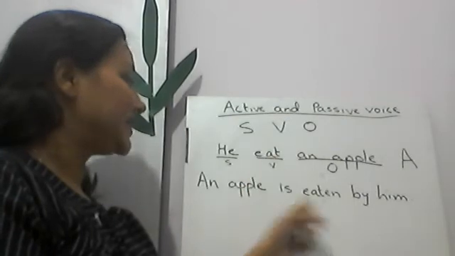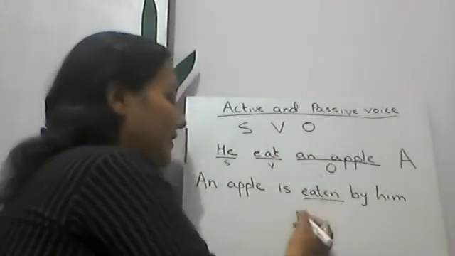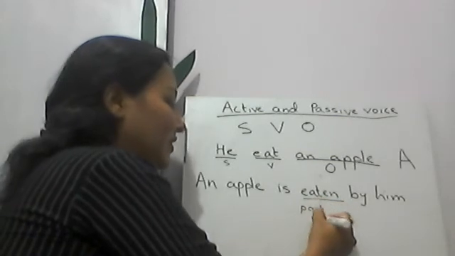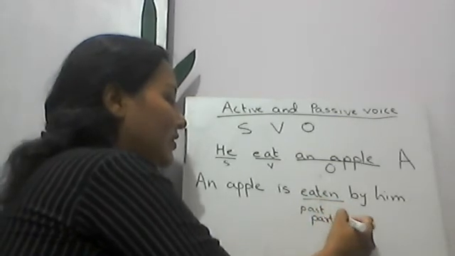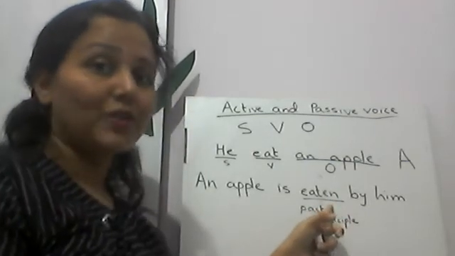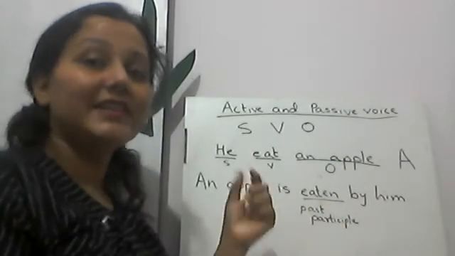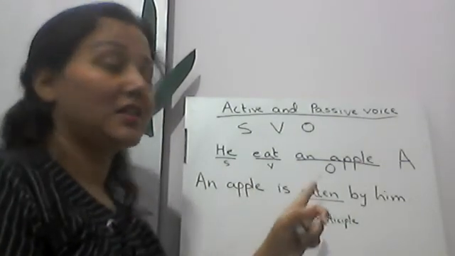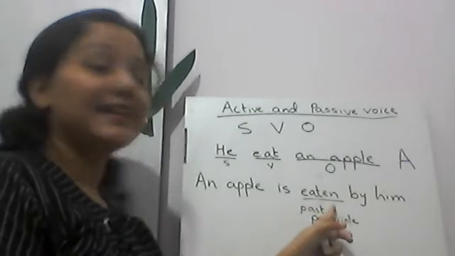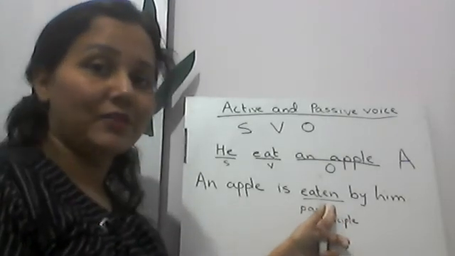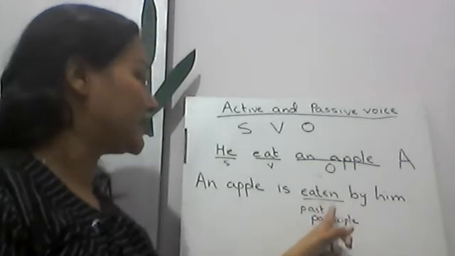Now is eaten. Now this eaten is your past participle form. This is called past participle form. As I have told you earlier also, the ed and en forms and t forms like blunt, burnt, spent. So these are en type of forms. Here we are using them in the active and passive voice to make it into passive voice.